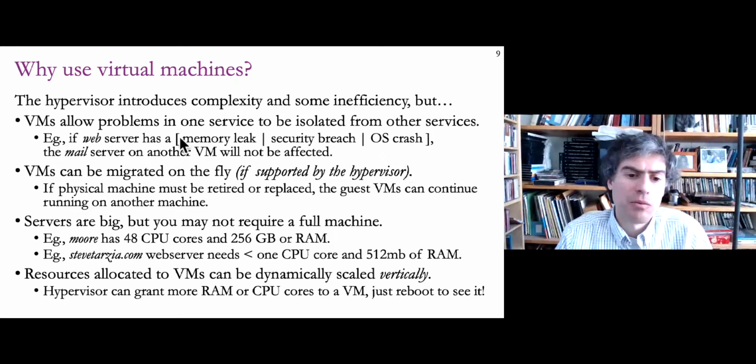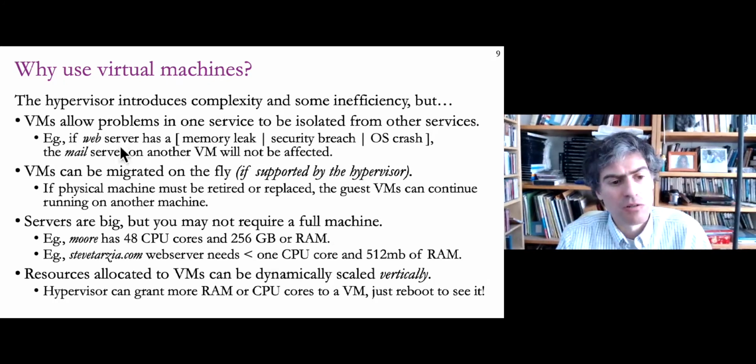For example, what a memory leak would cause, if these 2 programs are running on the same operating system, is that the web server would consume all the memory on the machine and the mail server would have no memory available, and it would have to swap and it would be slow. So the mail server would essentially stop working just because the web server had malfunctioned.